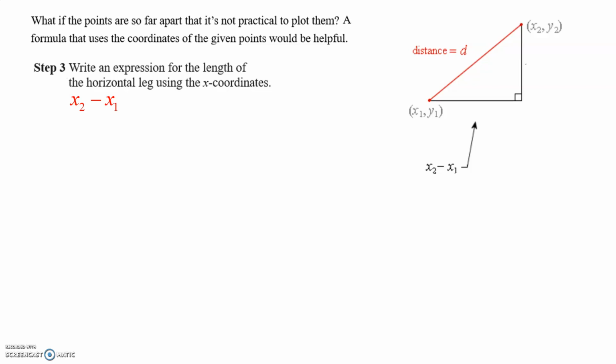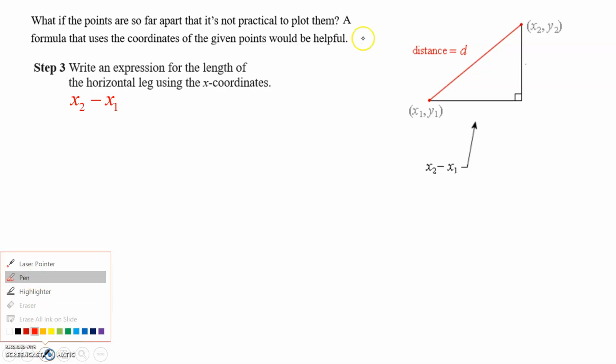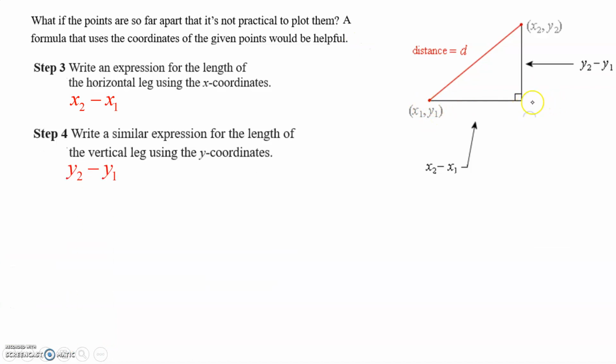Write an expression for the length of the horizontal leg using the x coordinates. Okay, if this is x sub 1, y sub 1, and that is x sub 2, y sub 2, I should probably see if I can get a pen going here. Oh, I can't write on here. Okay, so anyway, I'll skip that. This is the point, x over x sub 2 and up y sub 1.